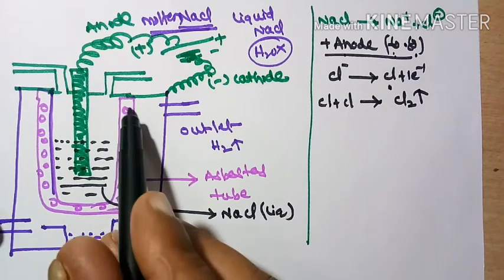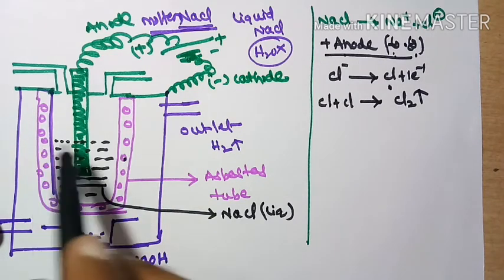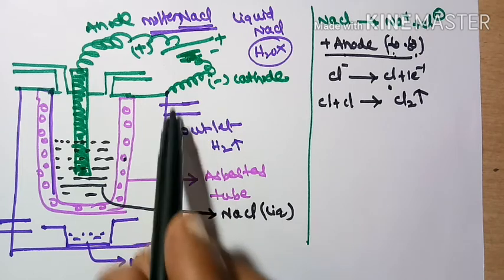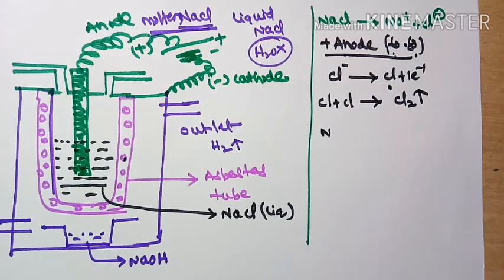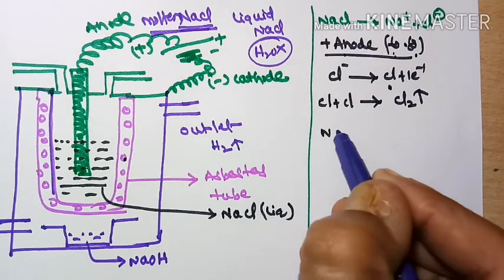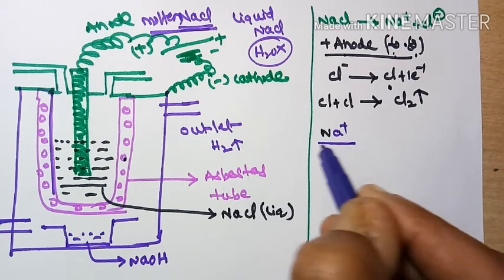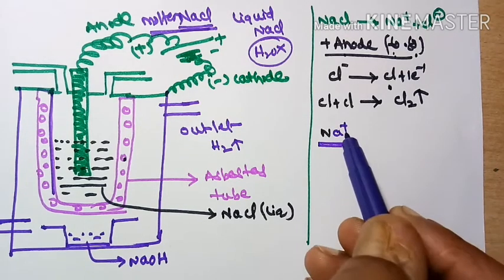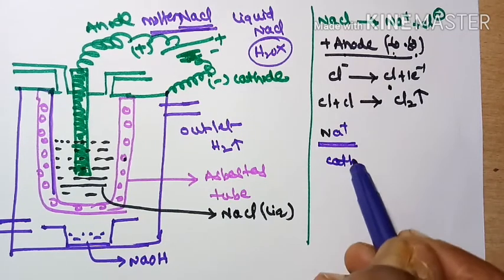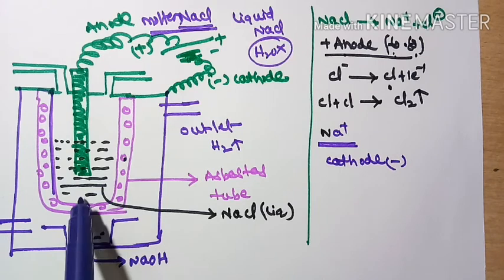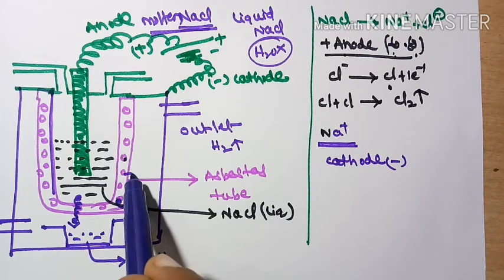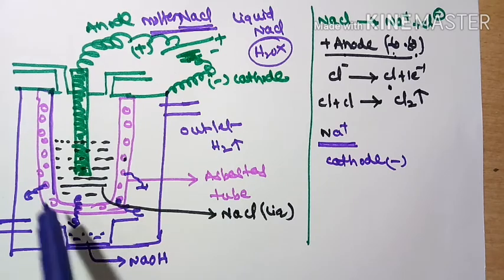Now at the cathode, this is the iron vessel, not the perforated U tube. So now Na plus ions are having which charge? Positive charge. Since they have positive charge, they go towards the cathode. Cathode is negative charge. So Na plus ions go towards the cathode. These come out from that solution.